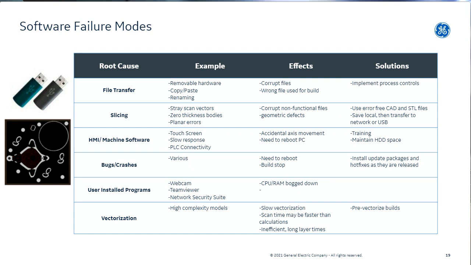tread lightly. And vectorization. With super complex parts, you may run into long calculation times for the vectors that it needs to scan. Luckily, we now have pre-vectorization, so we can calculate all that offline on some other computer. The main issue you run into there is just a long layer time. The scanning will be done, and it will just be sitting there seemingly idle, waiting to calculate the next layer.